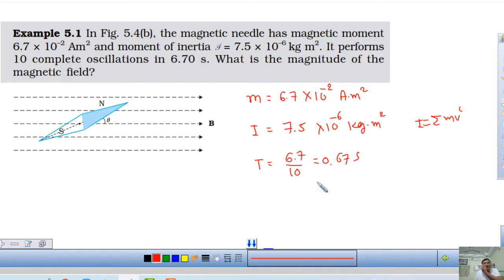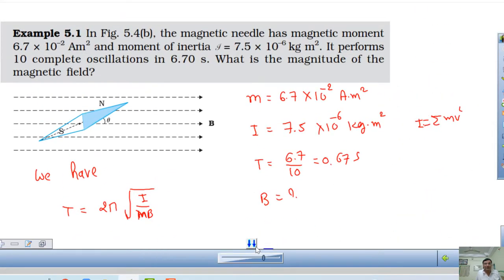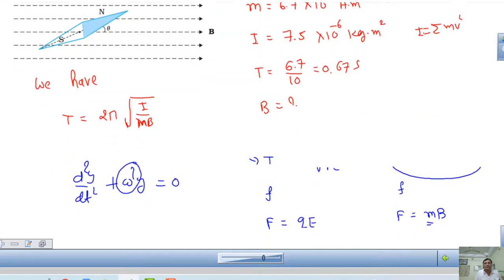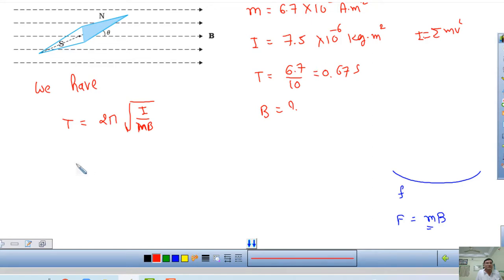What is the magnitude of the magnetic field? So you have to calculate B. We have T equal to 2 pi root of I upon m B. I take this small m. To calculate B, take the square on both sides: T square is equal to 4 pi square I upon m B, and therefore B is equal to 4 pi square I upon m T square.